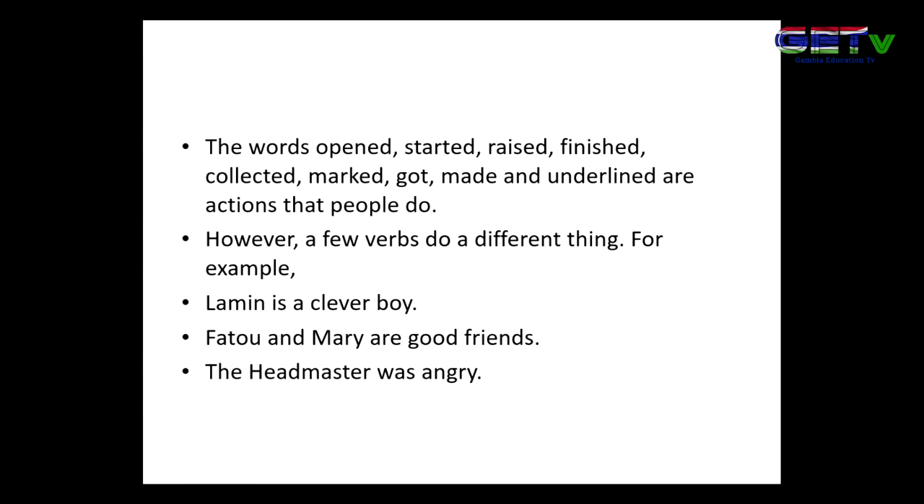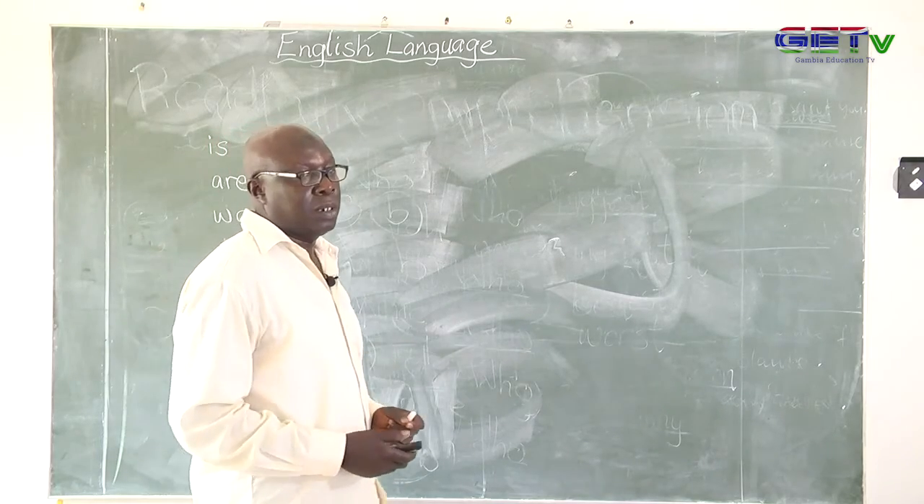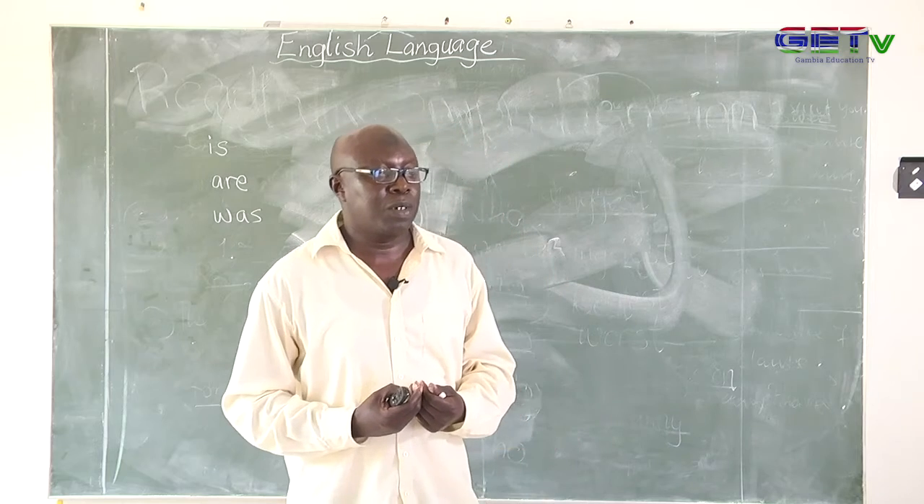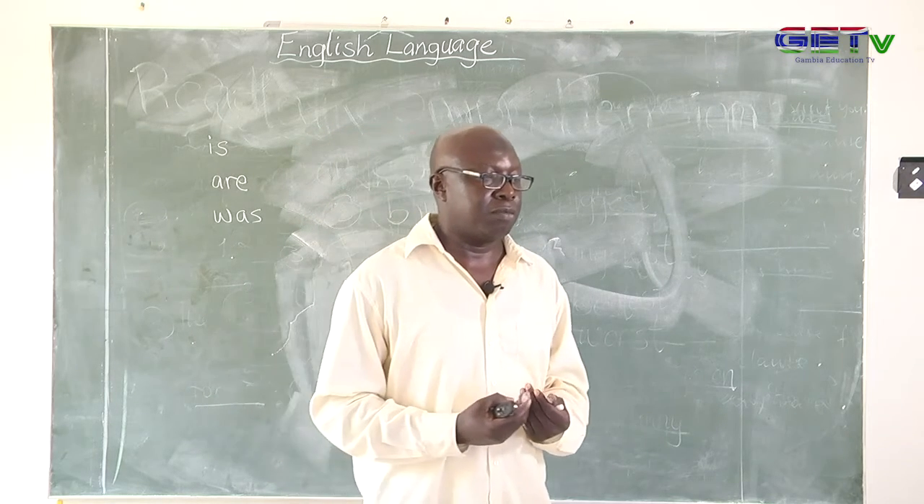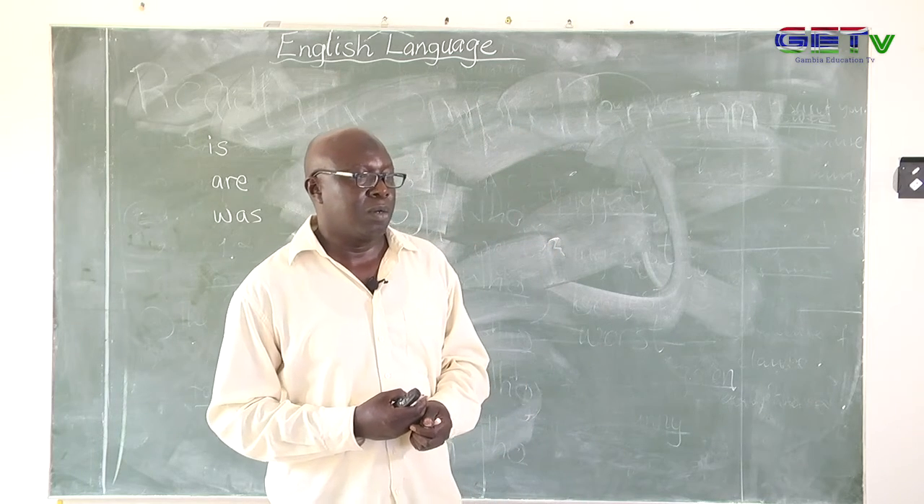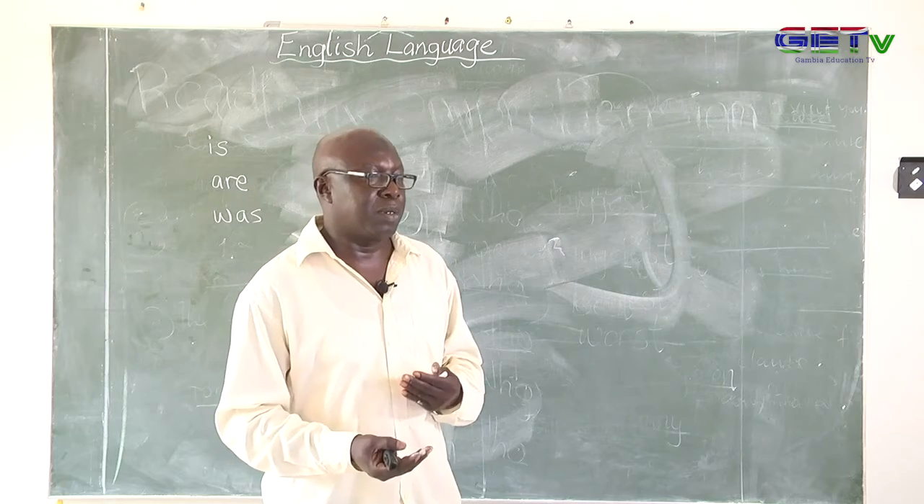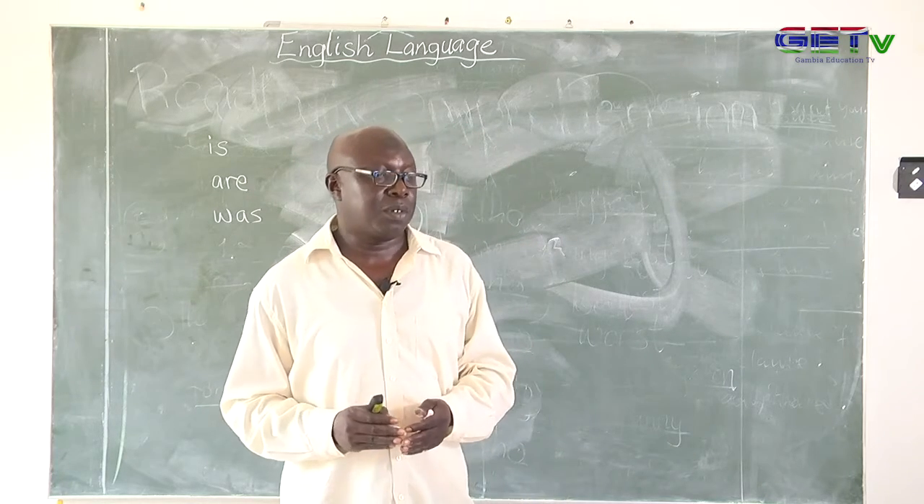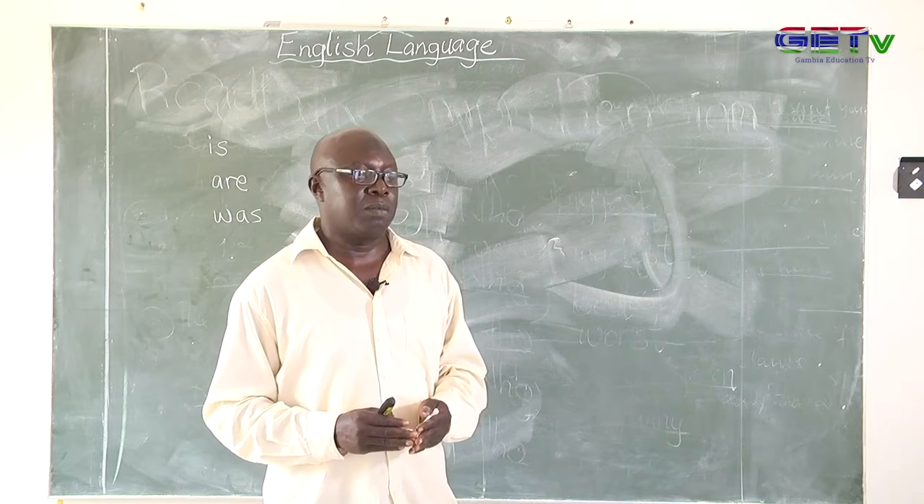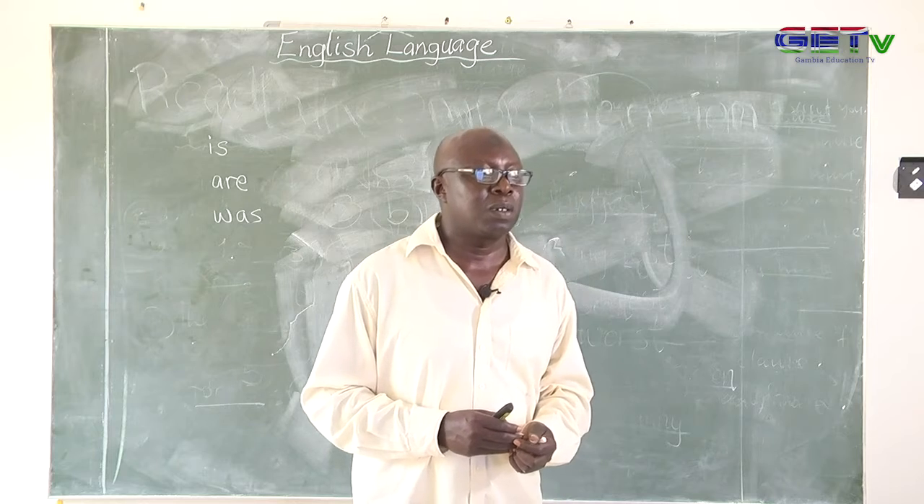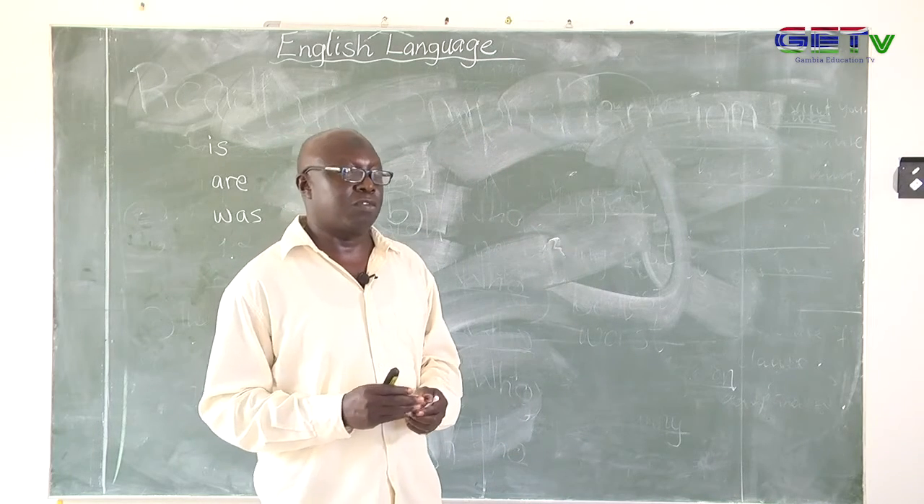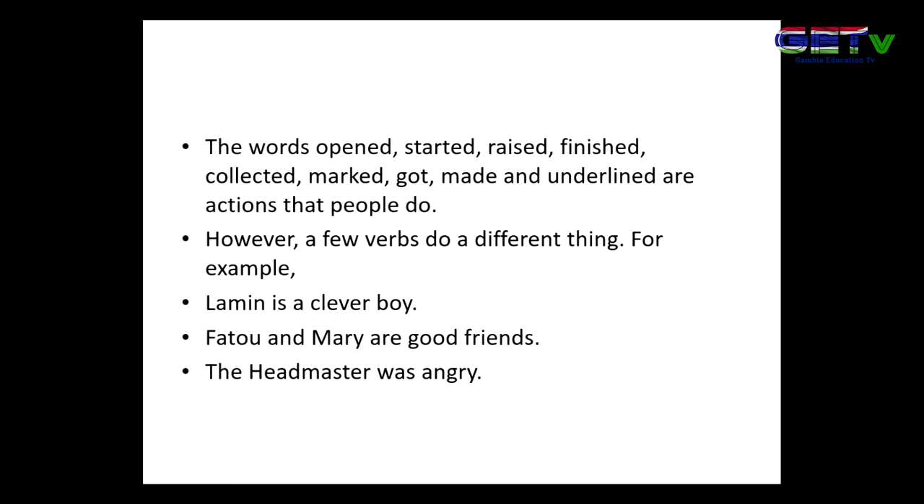The headmaster was angry. So the words here are is, are, was. They are words that just tell us what people or what things are. In this case, what people are. What sort of person is Lamin? Lamin is a clever boy. Fatu and Mary are good friends. The headmaster, what was wrong with him? He was angry. So it's the words was, are, is that tell us something about these people in these sentences.